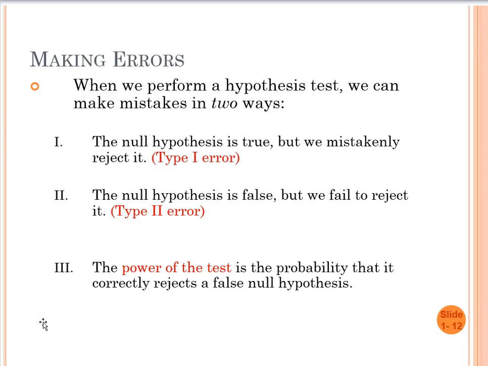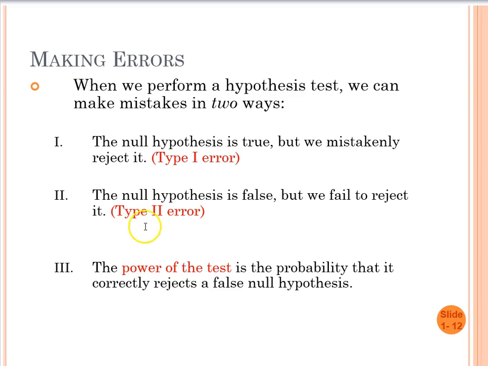So with statistical tests, we're not always 100% accurate. That's why we don't ever draw a 100% confidence interval. We sometimes make mistakes, and there are two different types of mistakes that we can make. The first one is called a type 1 error. This is when the null hypothesis is true, but we accidentally reject it.